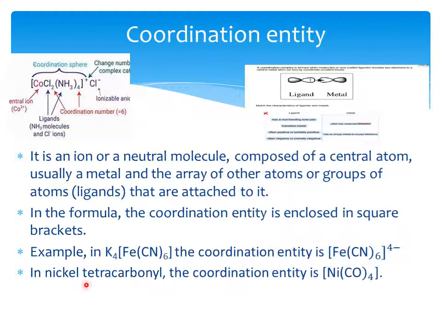The other example is nickel tetracarbonyl, you know the formula is [Ni(CO)4] complex. Here the coordination entity is the same, because there is no element at the left hand side and right hand side, so it is neutral. That is why in the beginning it is given as an ion or a neutral molecule. So this is an example of an ionic coordination entity, and this is an example of a neutral coordination entity.